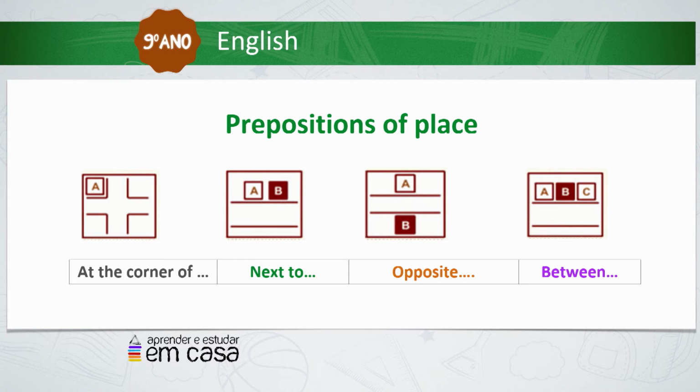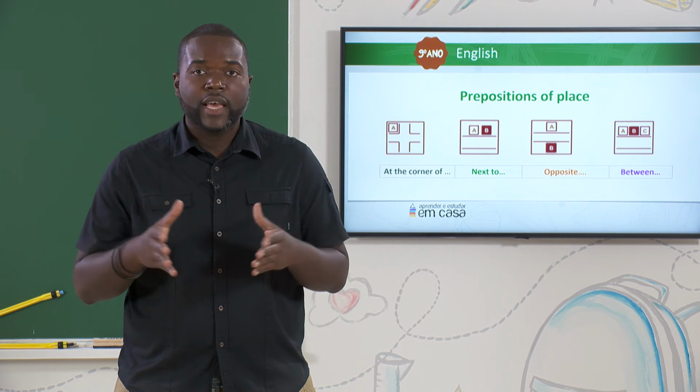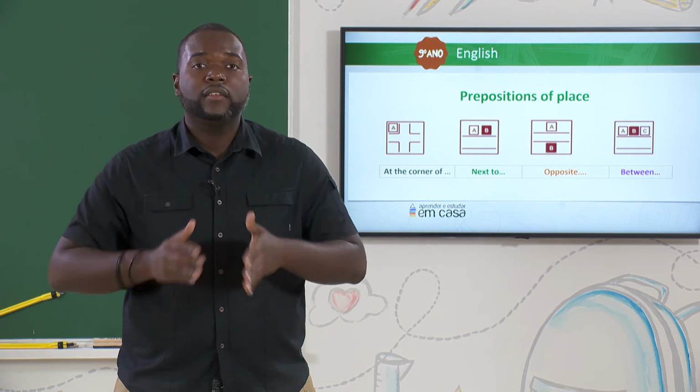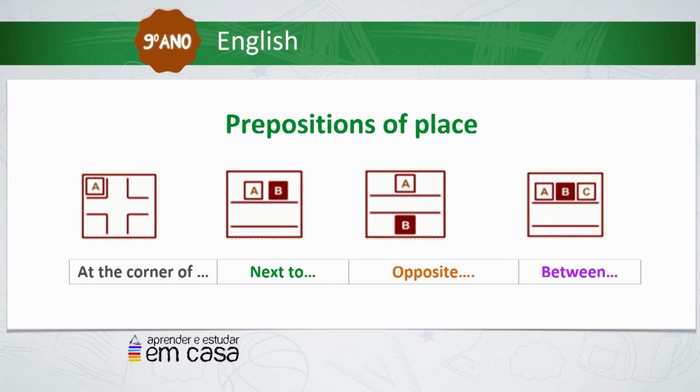We usually use this preposition of place, opposite, when we have two buildings that are face to face and separated by a street, for example. All right? A practical example. Imagine that the letter A is a square and letter B is a pharmacy. So the pharmacy is opposite to the square. That means it's on the other side of the street and they are face to face, okay?